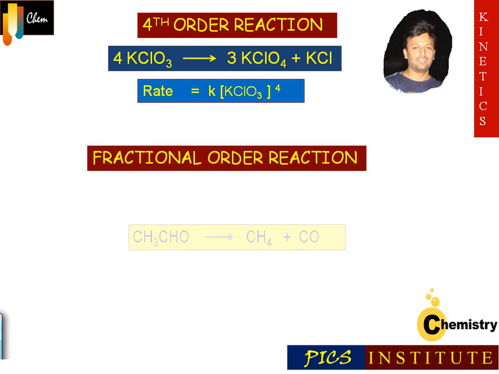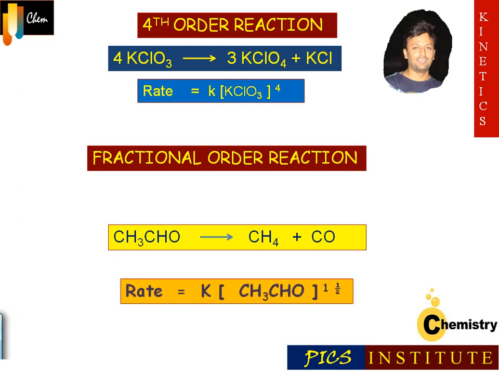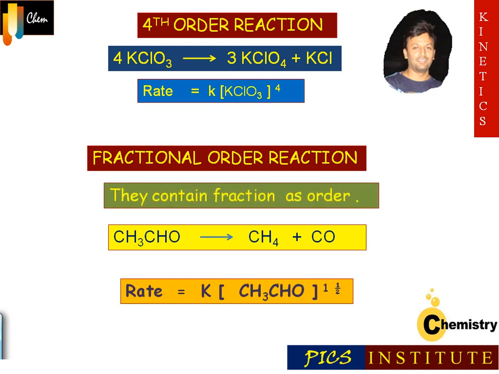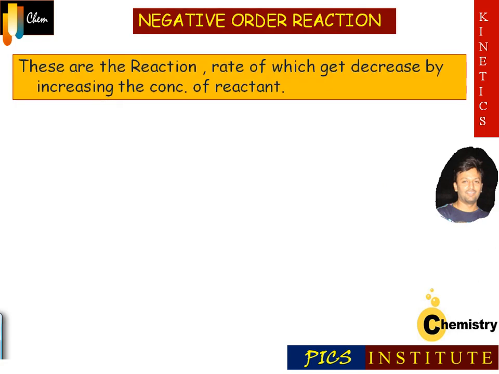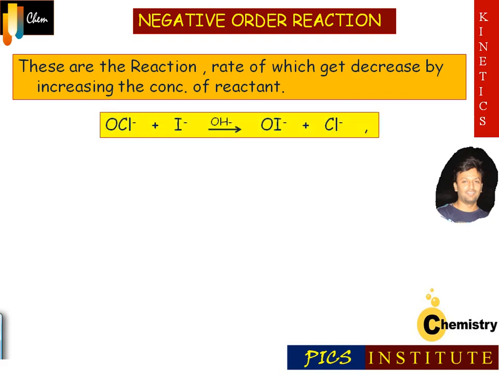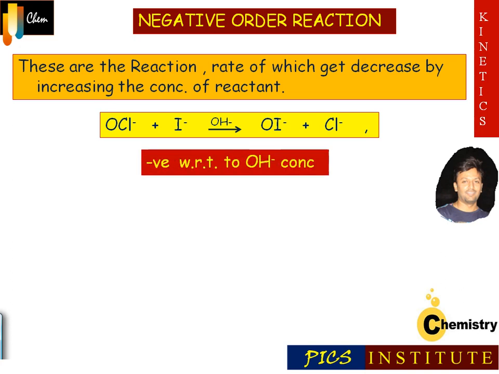Fractional order reactions possess a fraction as the order, as we are seeing. The order of reaction is 1.5. And the last is negative order reaction. These are those reactions whose rate decreases with increase in concentration of reactants. It means rate of reaction is inversely proportional to concentration. For example, if in this reaction we increase the concentration of OH ion, rate decreases, so it is negative order with respect to OH ion concentration.